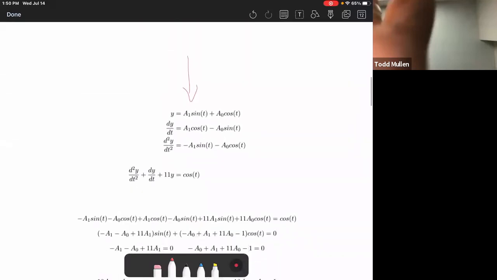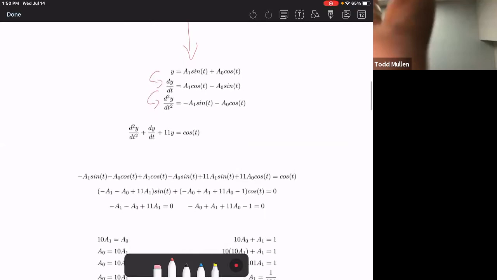Let's take some derivatives. The derivative of sine is cos, and the derivative of cos is negative sine. So it's rather easy to get our first and second order derivatives here. And now we're going to plug them in. So the second derivative is what you're going to see right here. The first derivative will follow. And then finally, 11 times the original function. And cos t remains on the right.